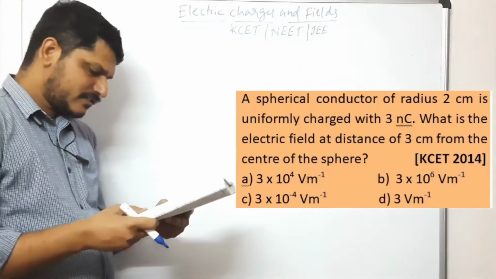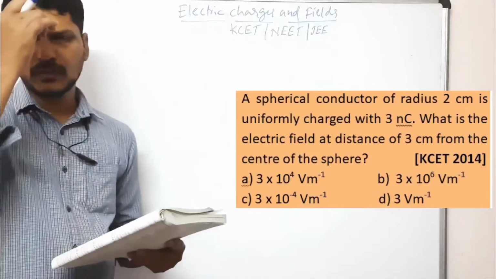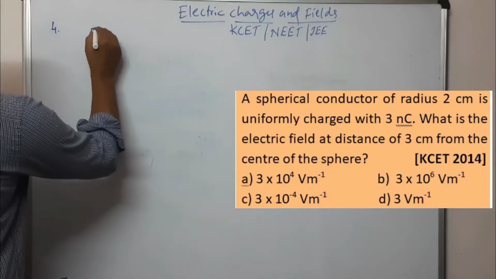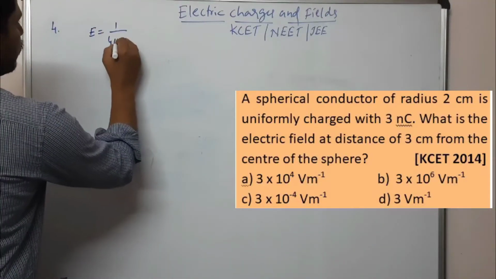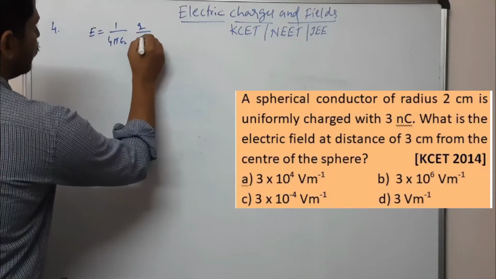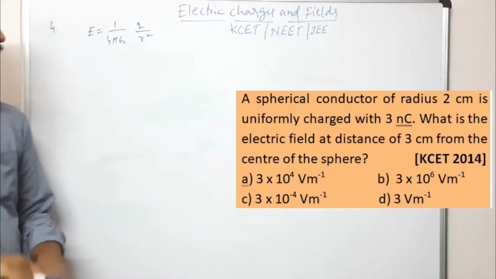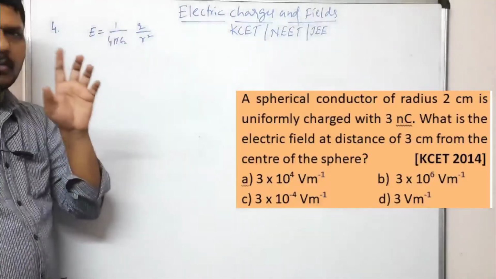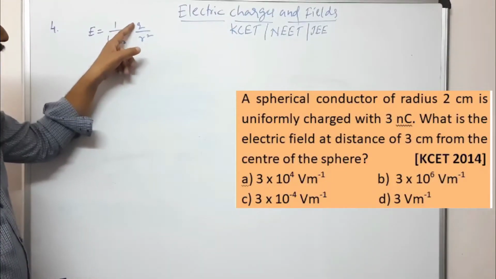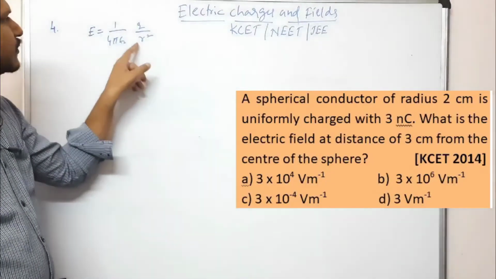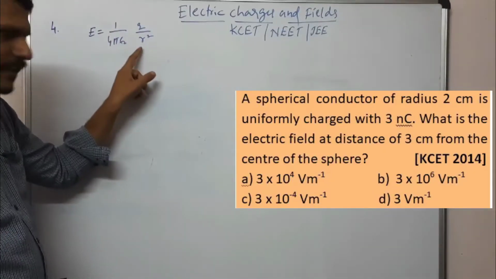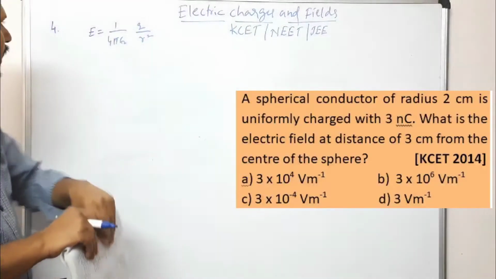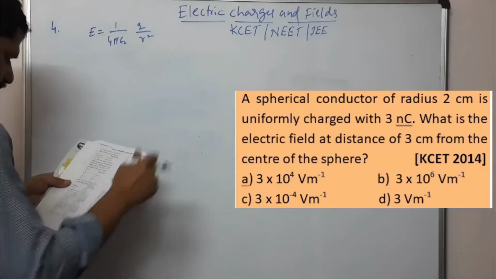Here the radius is not required to calculate the electric field. According to the expression, E equals 1 divided by 4 pi epsilon naught, q by r square, where 1 by 4 pi epsilon naught is a constant with value 9 into 10 to the power of 9. q is the charge, r is the distance. If we know the charge and distance, we can easily calculate the electric field. So let us substitute the given values.